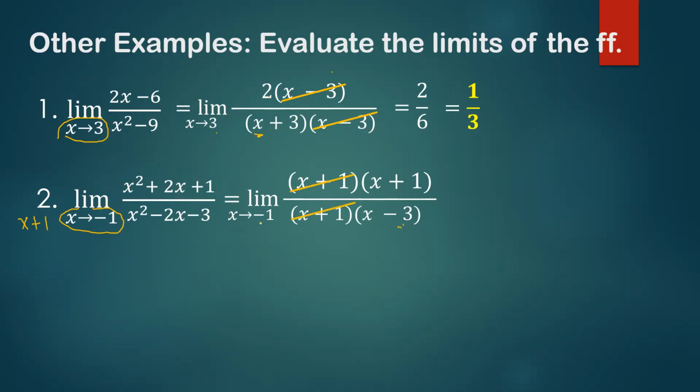Now we can substitute the negative 1. Negative 1 plus 1 is 0. Okay. Tapos sa baba, negative 1 minus 3 is negative 4. So 0 over negative 4 is just 0. Okay. So, nakakadalawang limits na tayo. Now, let's go to number 3.